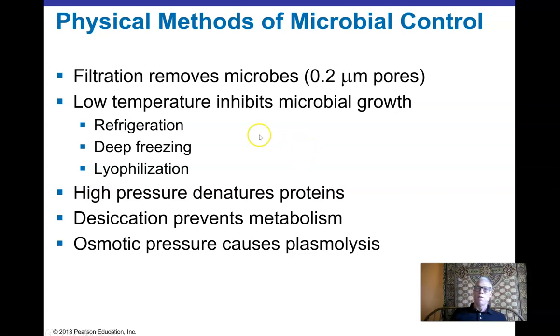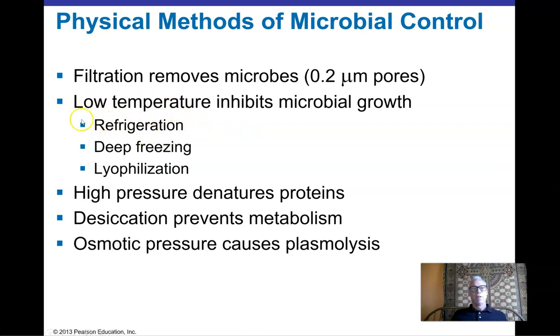Other physical methods, filtration. A filter membrane that has pores smaller than 0.2 micrometers, 0.2 millionths of a meter, would be sufficient to remove most microorganisms. So that's considered a standard method for sterilizing a fluid, to pass it through a 0.2 micron filter.